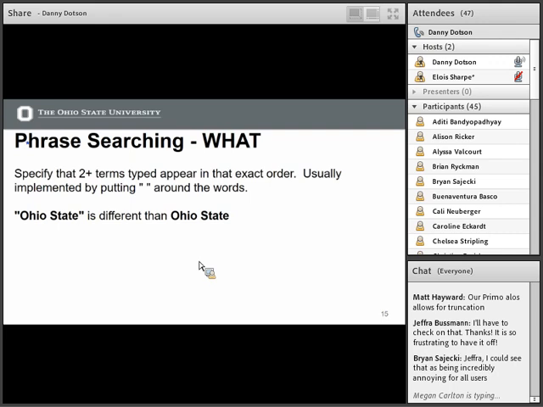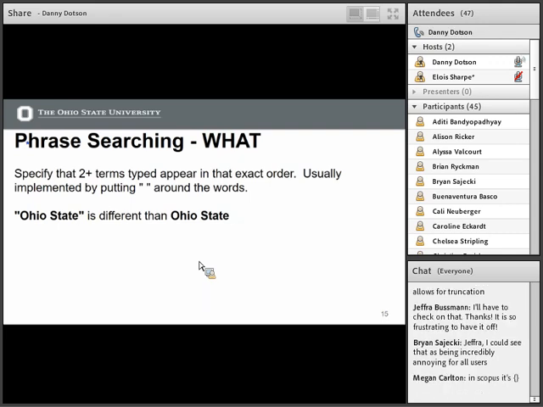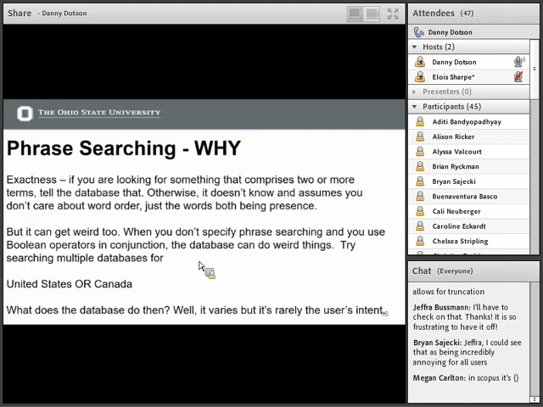So, Ohio State with quotes around it is different than Ohio State without quotes around it. Why is it important? You're being exact. You're telling the search tool, I want that exact phrase to appear. Otherwise, those terms might not be together, and you're really not getting what you're after. But as I found in my practice of teaching this class, it can also result in major problems.